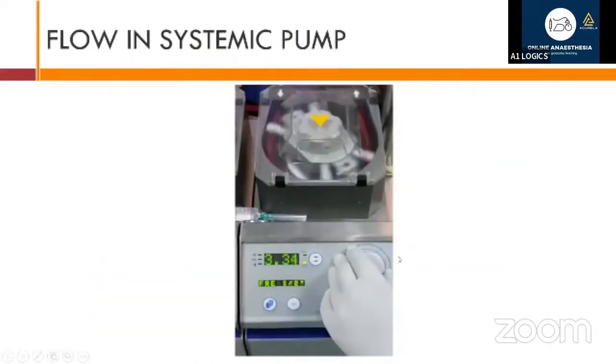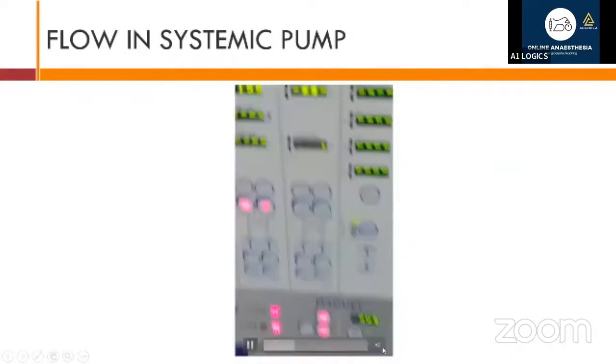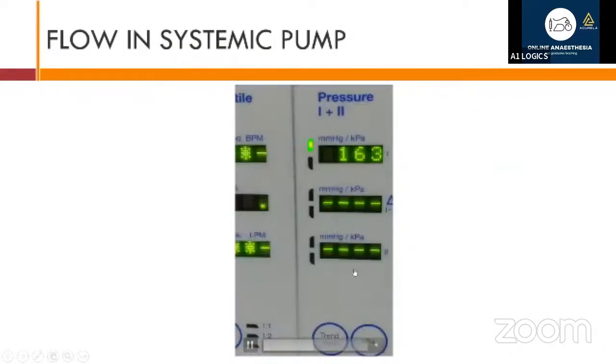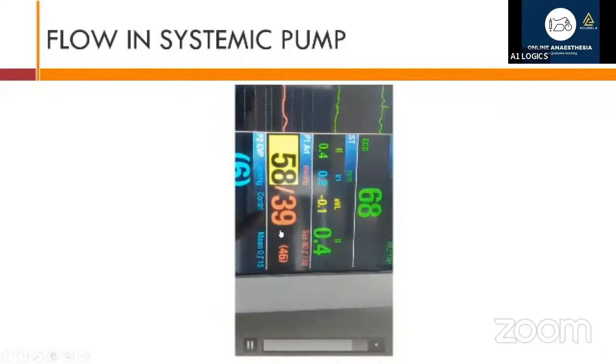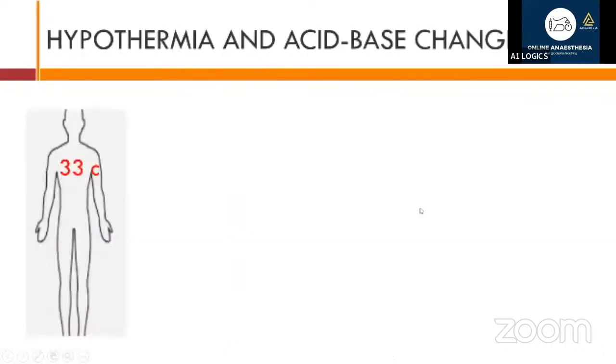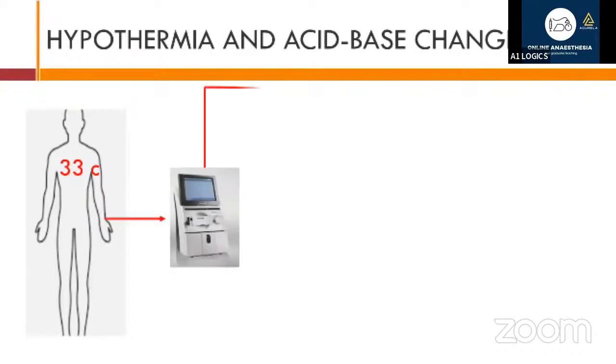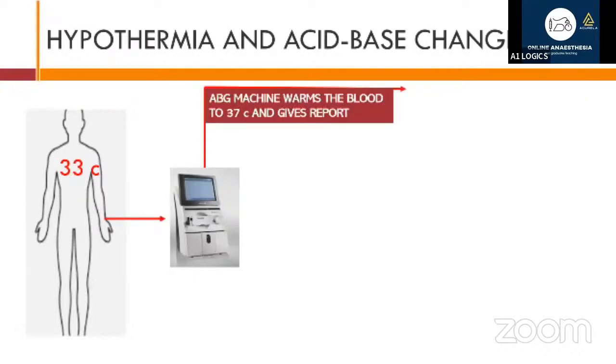So this is how they give a systemic pump. See, he is giving 3.3 liters at a pressure of 152, and the pressure on the patient is 58/39. So we'll briefly look at the acid-base changes in the patient. Now I have cooled the patient to 33 degrees and I draw an ABG sample and send it to the analyzer. What happens is this ABG machine will warm the blood to 37 degrees and then give a report.